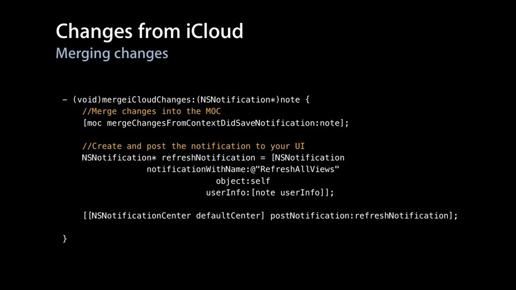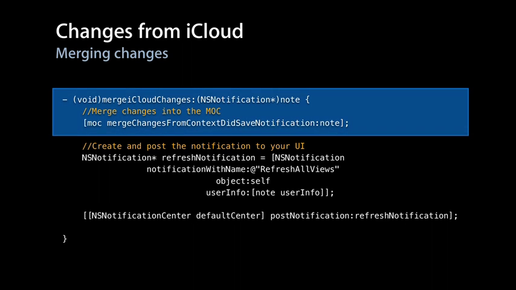Now, when merging changes from iCloud, you simply want to write some code that looks a little bit like this. You've subscribed to the NSPersistentStoreDidImportUbiquitousContentChangesNotification, and when your notification gets called, you want to turn right back around, and on your managed object context, you want to call mergeChangesFromContextDidSaveNotification, and just pass in the notification object. Core Data will take care of the rest. It'll look at what's changed and make sure that your managed object context reflects that information.